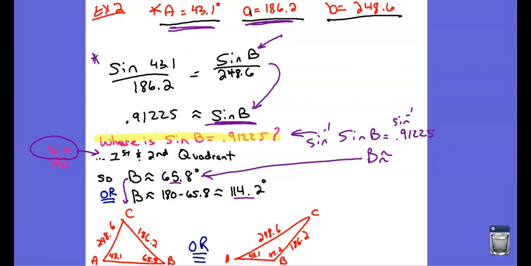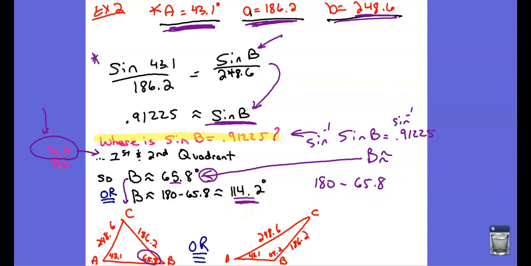Again, you might want to pause it and notice angle A is 43.1 degrees, side A is 186.2, and side B is 248.6. And then I found angle B, which is 65.8. So the triangle could be that. But what if angle B, because again, sine could be positive in the second quadrant. Since I got 65.8, I took 180 degrees minus 65.8, and that gives me 114.2.